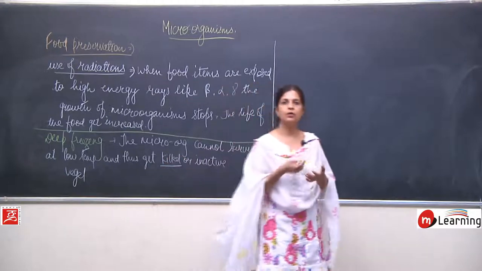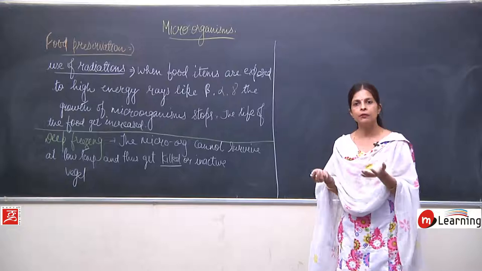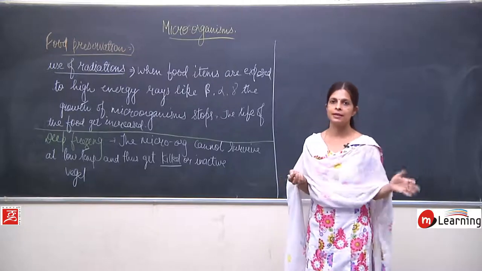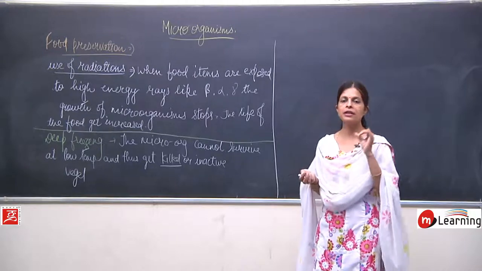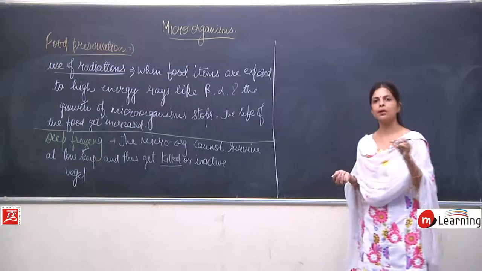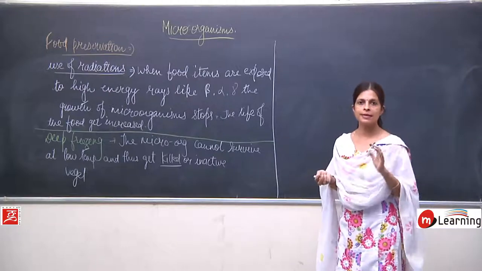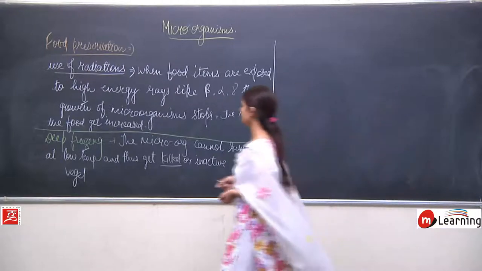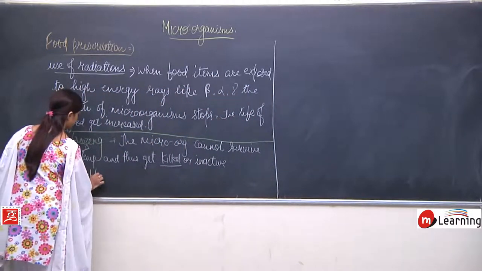We are using a lot of methods to preserve the food, and that makes the food available in all seasons, even when the season is not there. Especially in the case of apple, it is available almost in all seasons. Why is it available? Because it is kept in deep freezing. So vegetables are also kept like this.